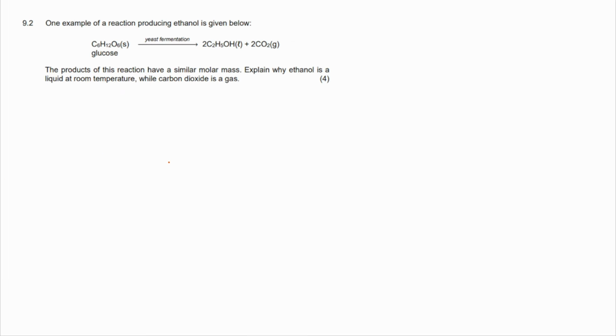9.2. One example of a reaction producing ethanol is given below. So we have glucose over there, yeast fermentation. We are producing ethanol and carbon dioxide. The products of this reaction have a similar molar mass. Explain why ethanol is liquid at room temperature while carbon dioxide is a gas. Okay, so this is one where we're going to have bullet points. First thing we need to talk about is the type of intermolecular forces.